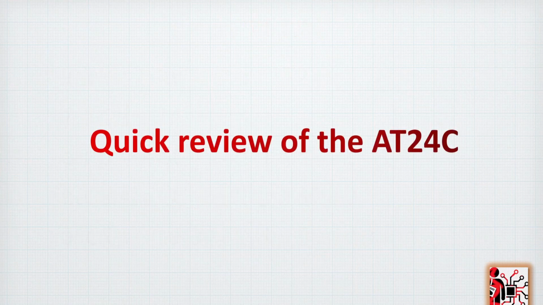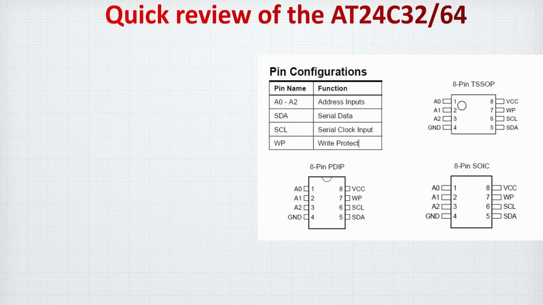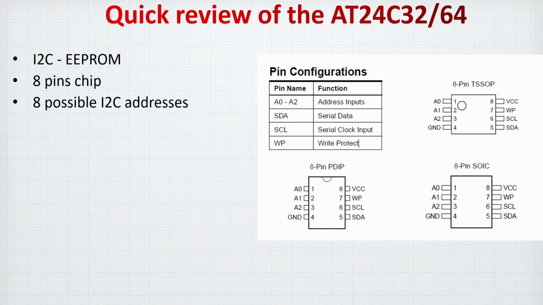Okay, so let's have a quick review of the AT24C. As you can see here, this is a small chip. It's a very simple one, having 8 pins. It's an EEPROM memory. It has 8 possible I2C addresses, based on pins A0 to A2. If A0 to A2 are connected high, it will be 1. If they are connected to the ground, it will be 0. Quite simple, but very useful if you would like to have many EEPROMs of this type.